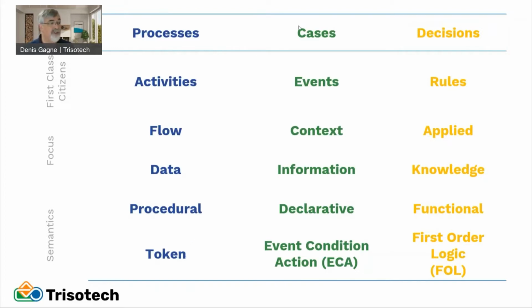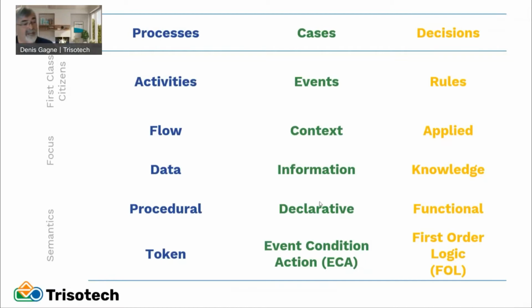For cases, the first-class citizens are events, and we're looking at events within a context, which is the case file. And so basically, when you move your data in context, you have information. So with case, we're dealing with information, given that we have event, context, and the data, which gives us information.